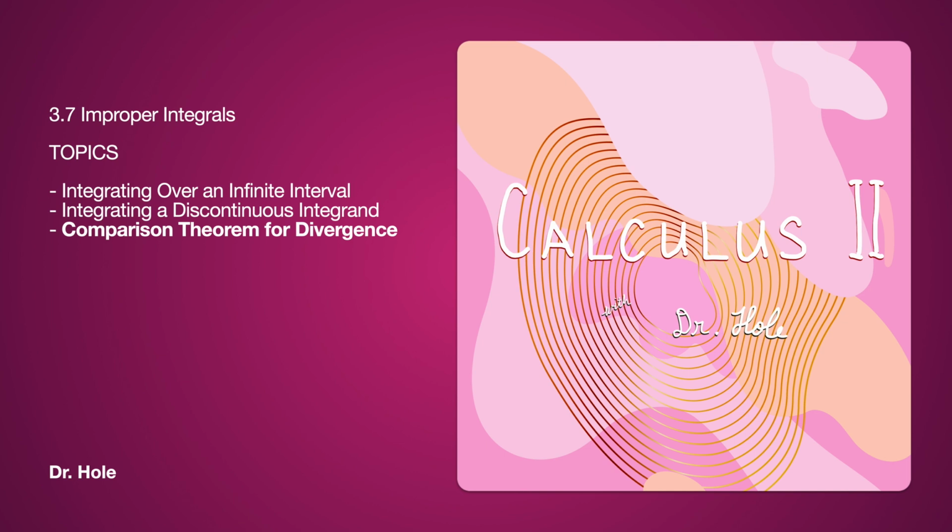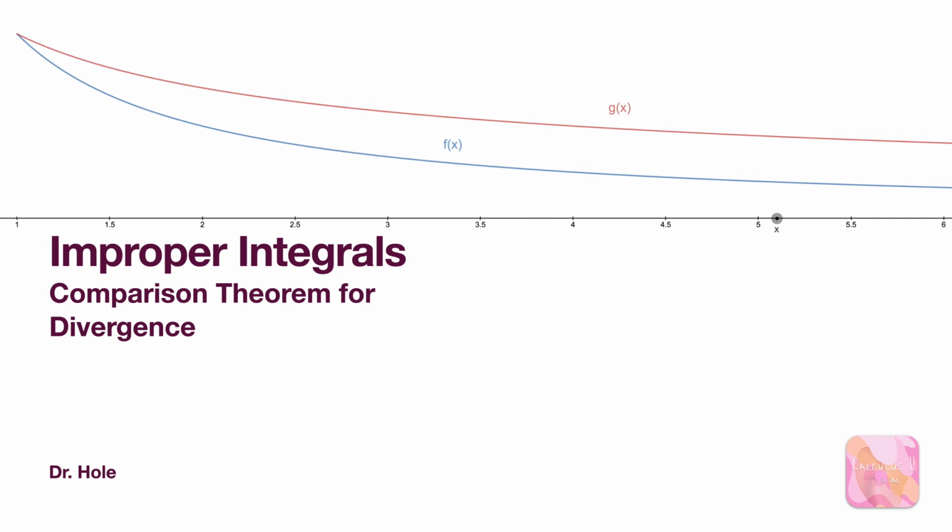Next, let's use our understanding of improper integrals to come up with a comparison theorem. All right, let's describe what we're looking at here. We have a red graph and we have a blue graph. We've named the red graph the graph of G and the blue graph the graph of F. And we've taken the F and the G such that at any point x, the F is producing a value less than or equal to the value of G.